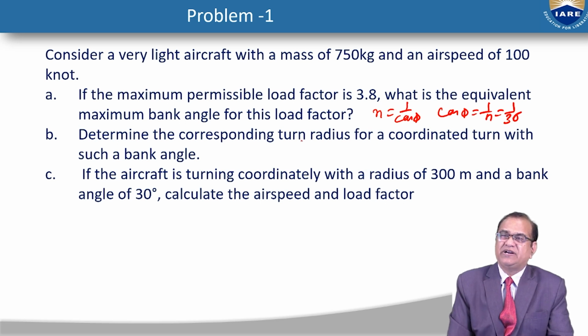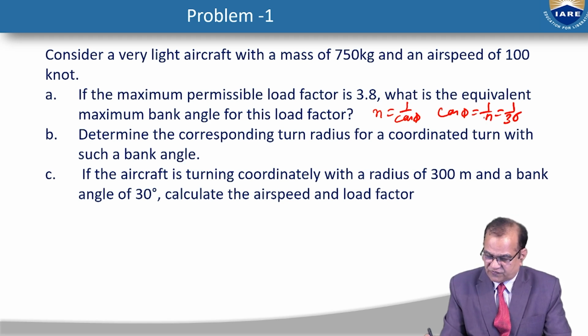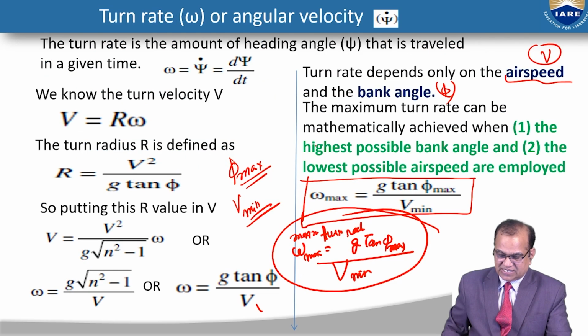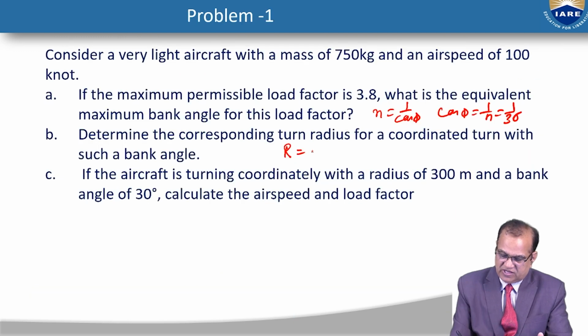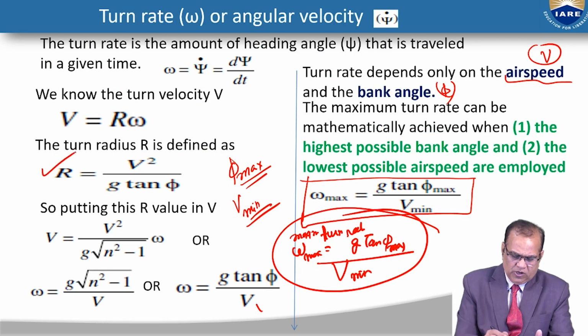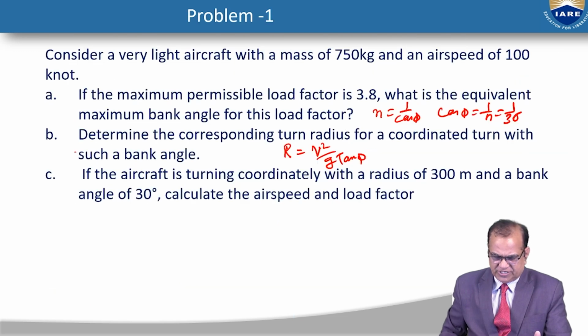Determine the corresponding turn radius r for a coordinated turn with such an angle. So we have to find out this phi, and then we have to find out this r, and we know that r is equal to V square by g tan phi. So we can use this equation.